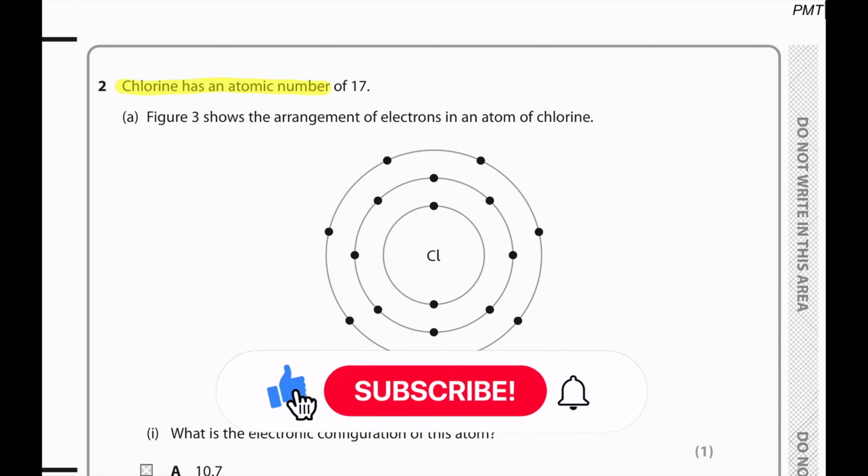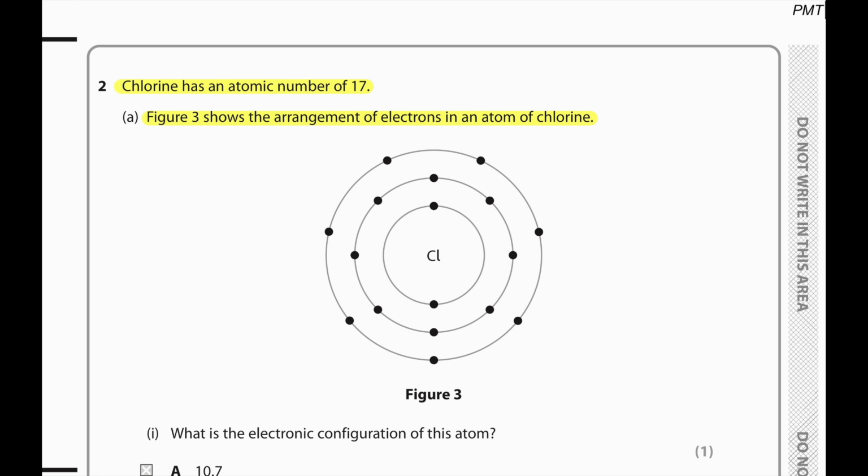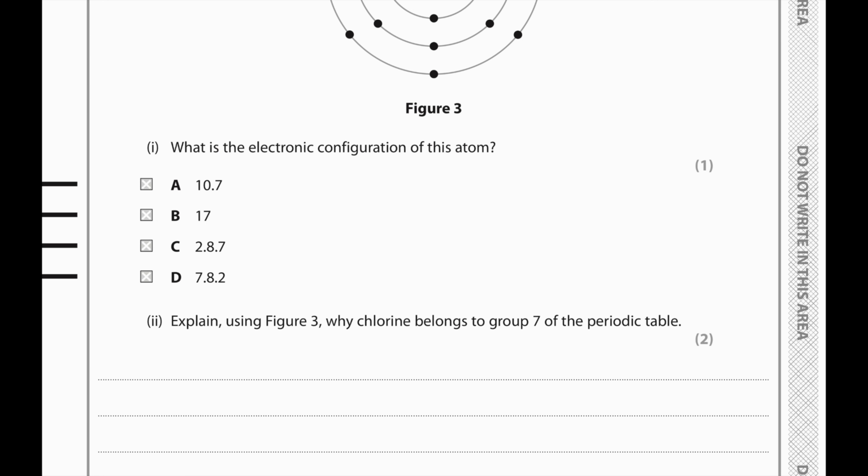Chlorine has an atomic number of 17. Figure 3 shows the arrangement of electrons in an atom of chlorine. From the diagram here, we can see the electronic configuration is 2, 8, 7. What is the electronic configuration of this atom? So the answer will be C.